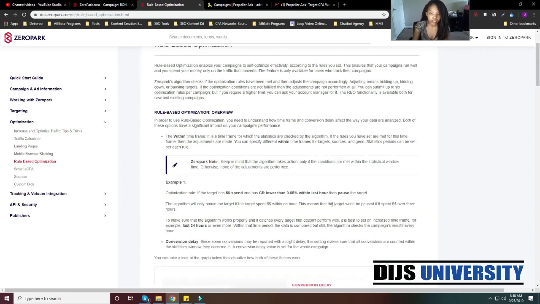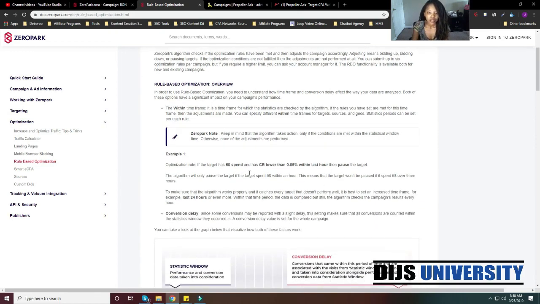So as far as the example, if the target has a $5 spend and the conversion rate is lower than 0.05 within the last hour, then pause the target. That's what they were saying we should start doing. Instead of going in with a source list or a target list that we use for a blacklist or whitelist, we should probably just start auto-optimizing, especially when we're running a source or a target campaign. Because the idea behind a source and a target campaign is that those zones are already converting.